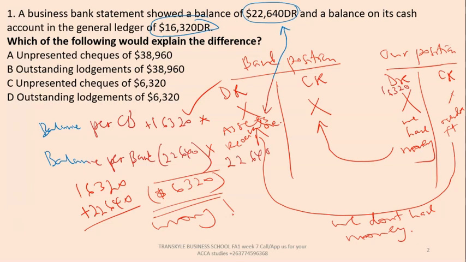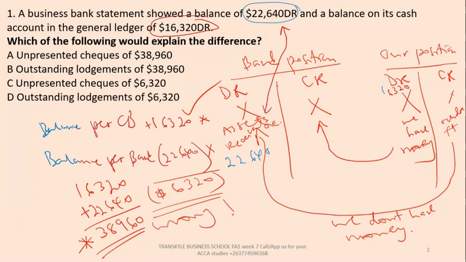Which is going to give us 88,960. But the question that comes is, why have we added? The reason is that, guys, our book is reporting a positive thing, but the bank is reporting a negative one. So something should explain why we have a negative balance. And the only explanation that is palatable is that we have got outstanding deposits.